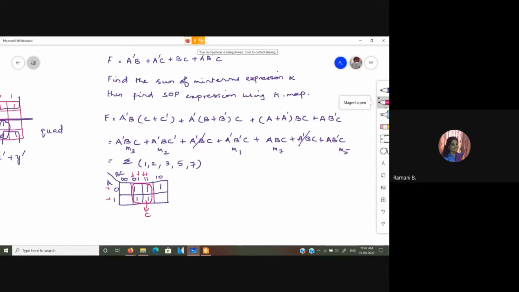And here with this one, we have an adjacent term in this. So here for this particular group, A is equal to 0 in both the cases. So it is A bar. And in this, here I have B is equal to 1. Here also B is equal to 1. However, with respect to C, it is varying. So this corresponds to A bar B. So the final expression for this is A bar B plus C. That is the minimized expression for this given function.